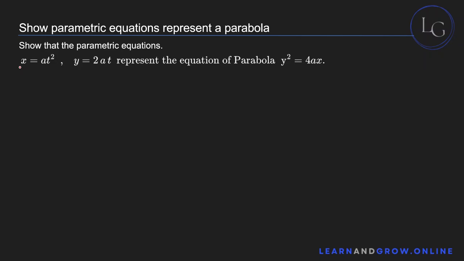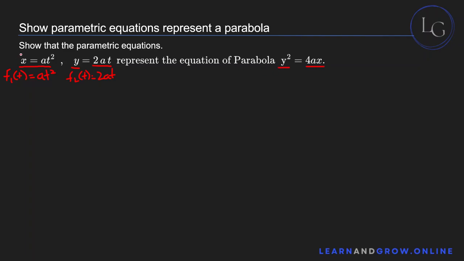It says that x is equal to at squared. What that basically means is that x is a function of t, right? So in this case, f1 of t, the first function of t, is equal to at squared. And the second, y, is equal to 2at. So f2 of t is equal to 2at, right? And it represents the equation of a parabola, which is basically y squared is equal to 4ax.